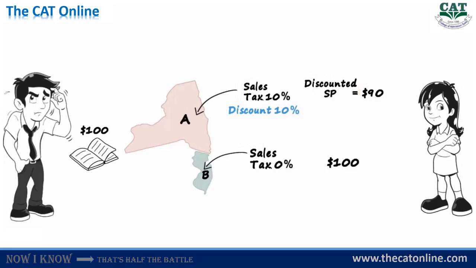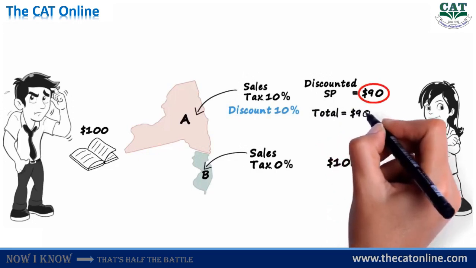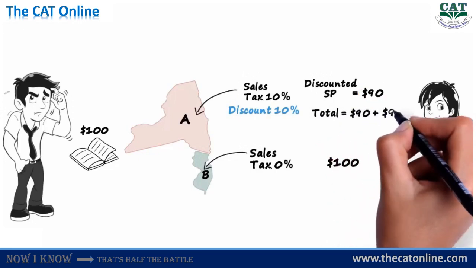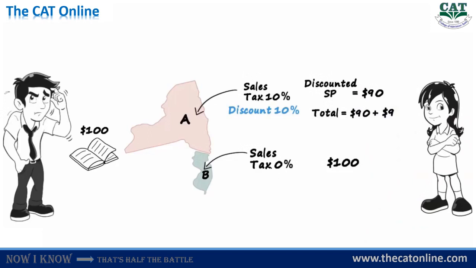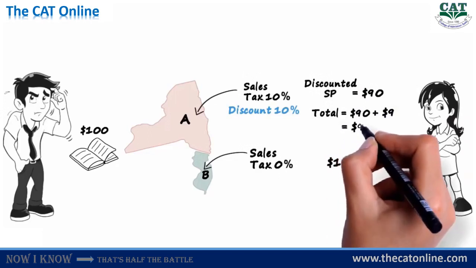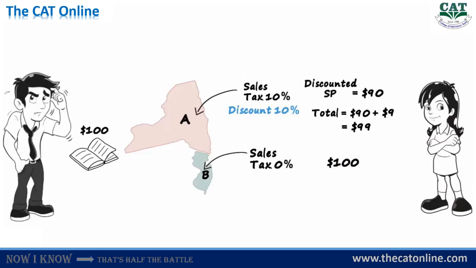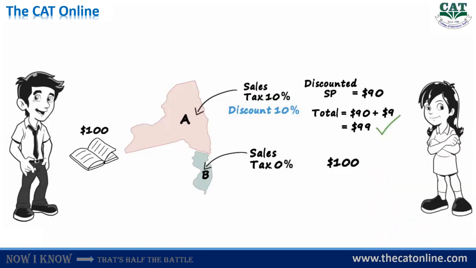Zara tells Zen that the total price of the book in state A will be the discounted selling price plus the sales tax. That will be 90 plus 9, which is $99. And finally, Zen realizes that with the 10% discount, buying the book will be cheaper in state A. But the point to take away in this video is that the sales tax is always calculated on the discounted selling price and not the marked price.